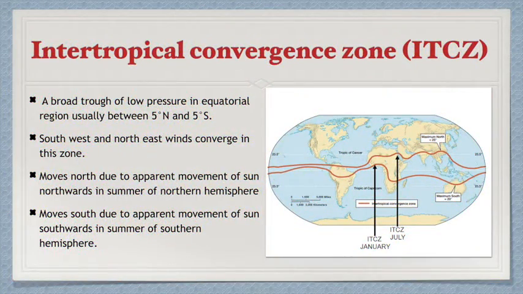Then we have to know intertropical convergence zones. Intertropical convergence zones, actually trade winds, surface winds blow in northeasterly direction in northern hemisphere, southeasterly direction in southern hemisphere, usually between 5 degrees north to 5 degrees south. In summer season, these intertropical convergence zones move northwards. In winter season, this zone moves southwards. This movement is one of the reasons why monsoon winds develop over India.